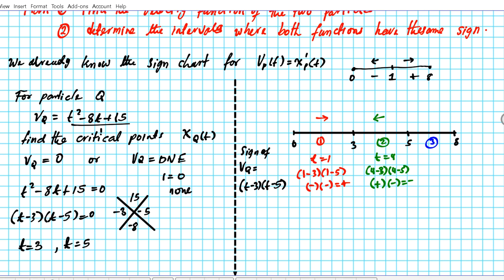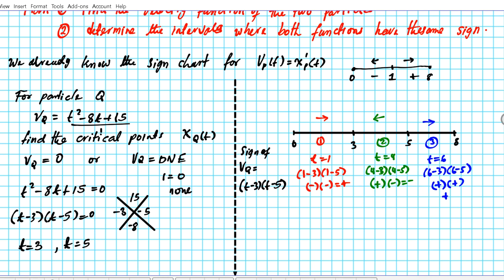And then for interval 3, let's use t equals 6. Plug that in. We have 6 minus 3 times 6 minus 5. Okay, so this is positive times positive, which is positive. The particle is moving to the right on this interval.